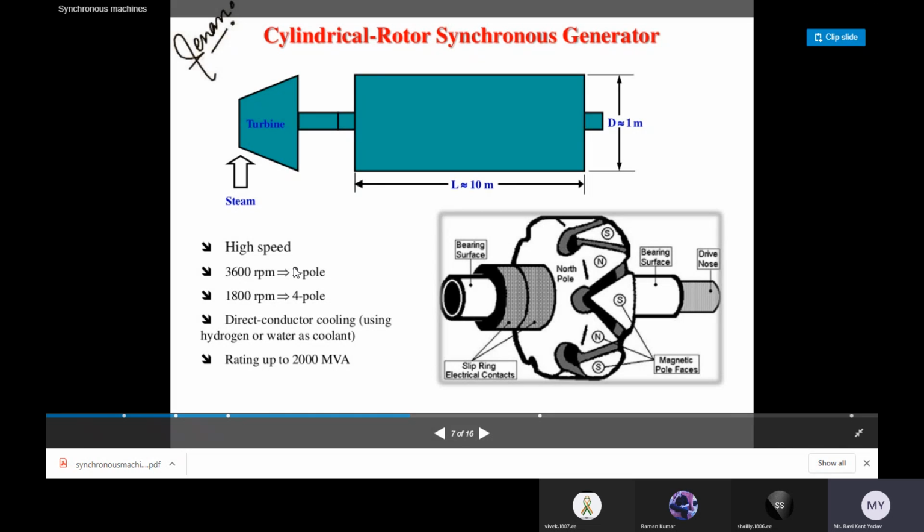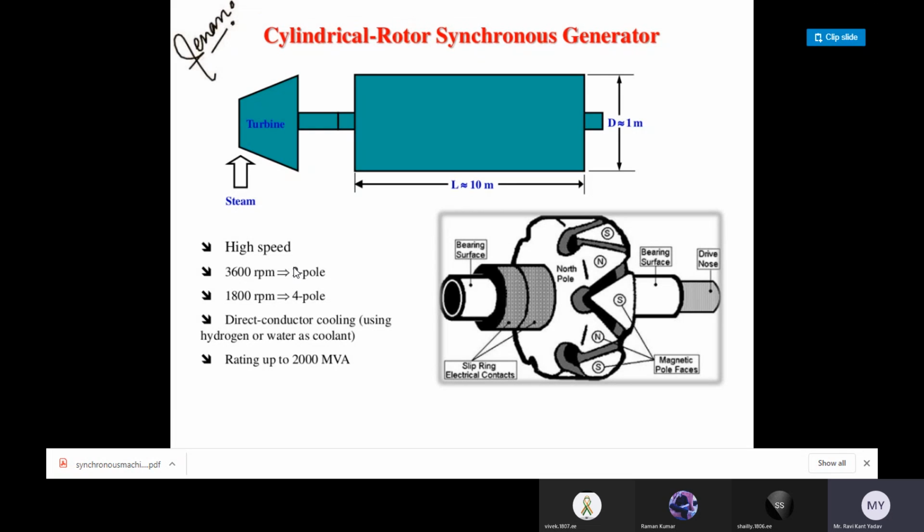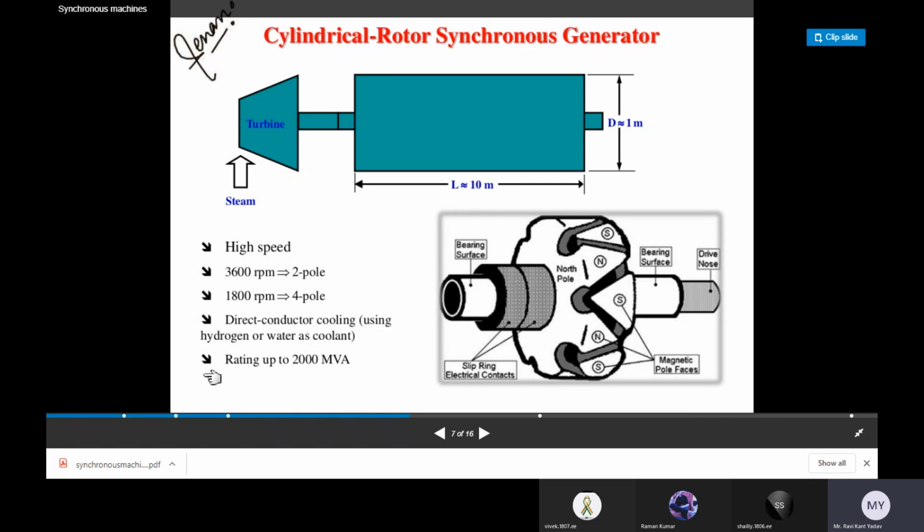That's why, if we are talking about cooling of the stator and cooling of the rotor, the stator cooling is water cooling and the rotor cooling is hydrogen cooling. The rating of the machine is up to 2000 MVA, megavolt ampere, which is a larger value. This is the basic construction diagram of the synchronous generator. This is the bearing surface, and this is the north pole, and this is the bearing surface, and drive shaft and magnetic pole faces are here. This is the south, north, north, south, etc.